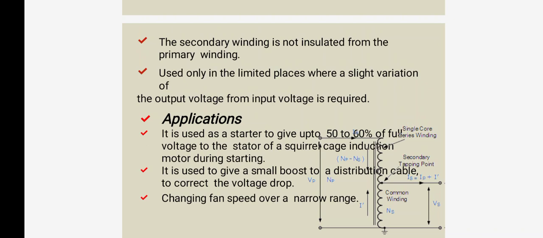So, applications of auto transformer. It is used as a starter to give 50 to 60% of full voltage to the stator of a squirrel cage induction motor during starting. It is used to give a small boost to distribution cable to correct the voltage drop, and for changing fan speed over a narrow range. You can see here the diagram of the auto transformer.